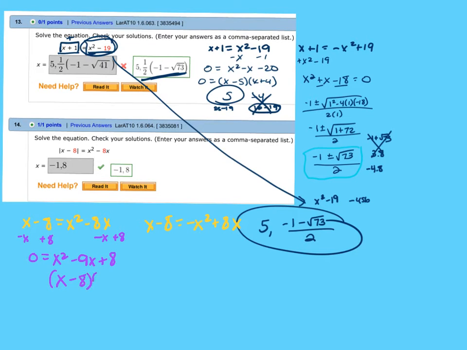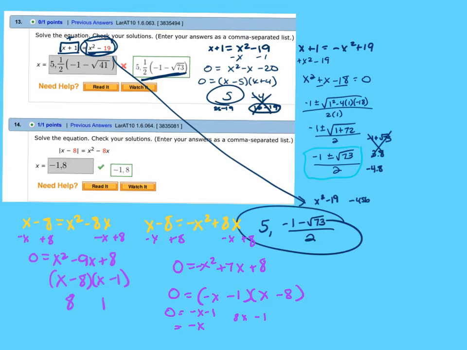That's x minus 8, and x minus 1, positive 8, positive 1. And on the right, subtract the 8, add the 8, add the x, 0 equals negative x squared plus 7x plus 8. I did it again, I put the negative on the other side, so let's just do this. Negative x, positive x, and then negative 8, negative 1. That gives me an 8x minus 1x, which is 7x. So I set this equal to 0, negative x equals 1, x equals negative 1, and x equals 8.